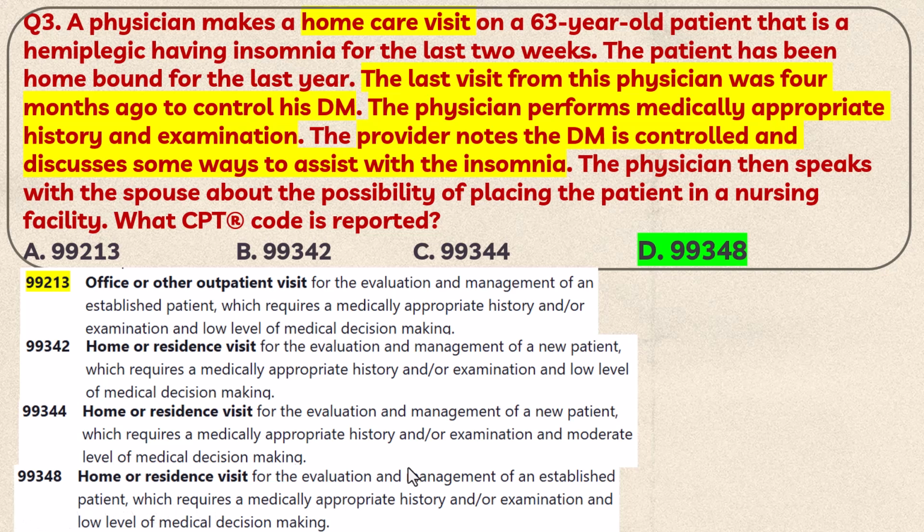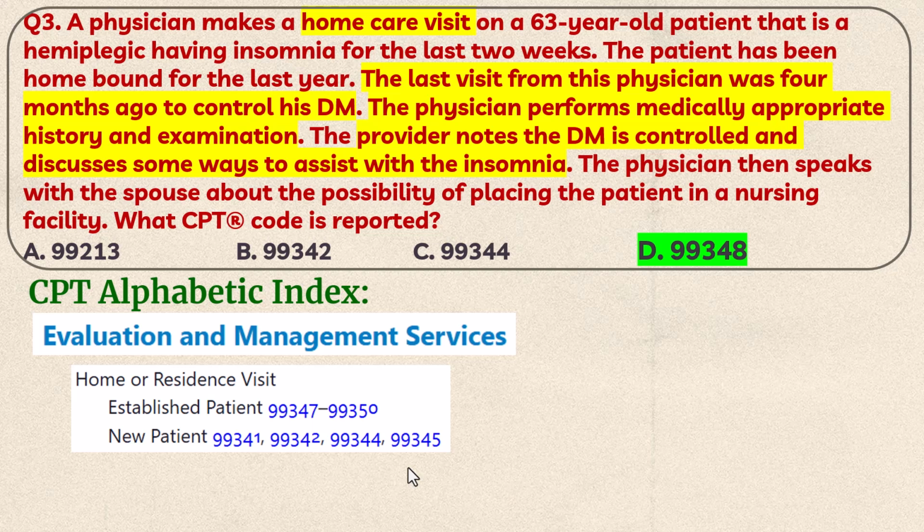So if you encounter this case in a real working world, you have to use the alphabetic index. For that, go to the index term evaluation and management services, then go to the subterm home or resident visit, and here it is the established patient. So go to the subcategory of established patient. It will give you the following code series. Again, come back to the tabular list and confirm the answer. Once you confirm, the correct code will be 99,348.